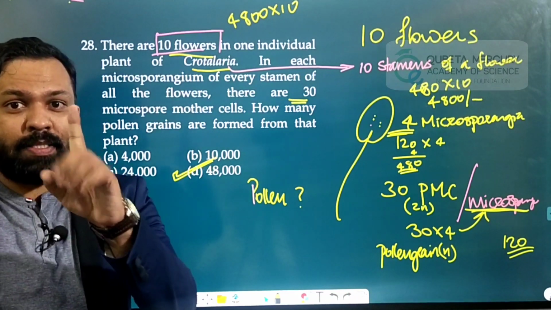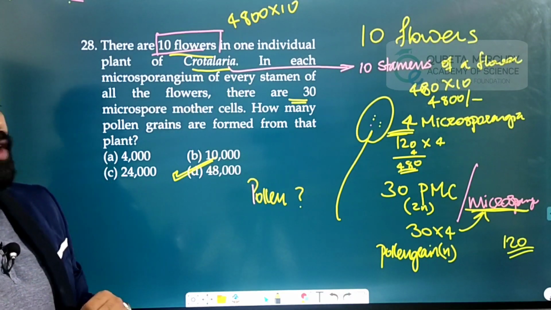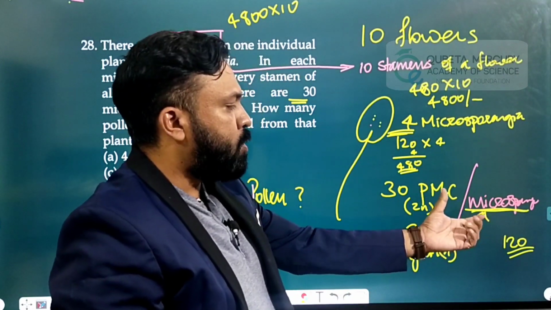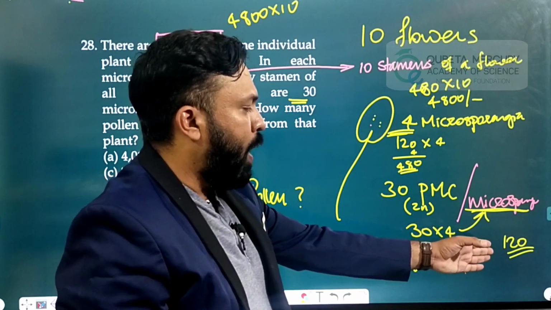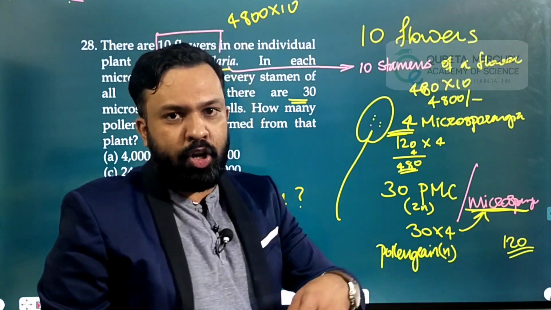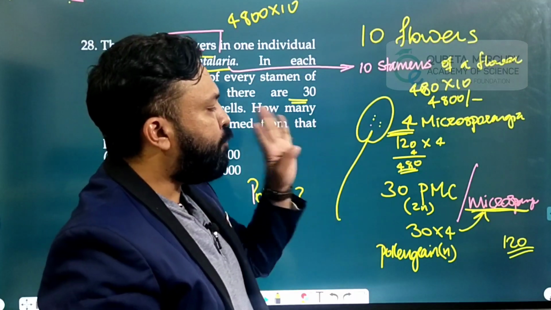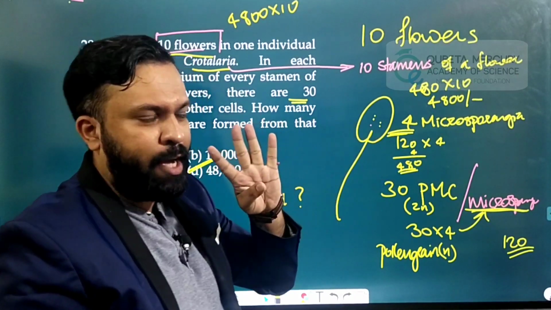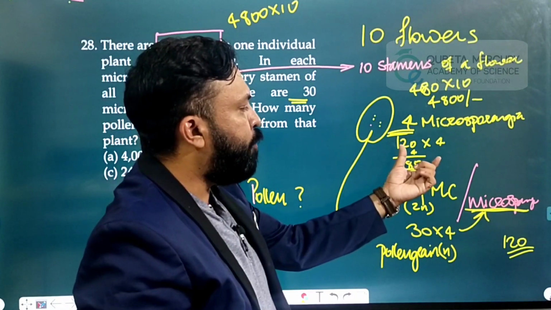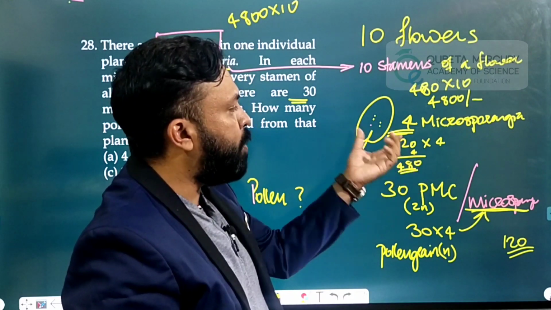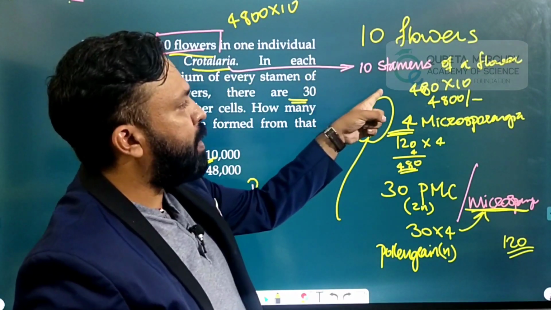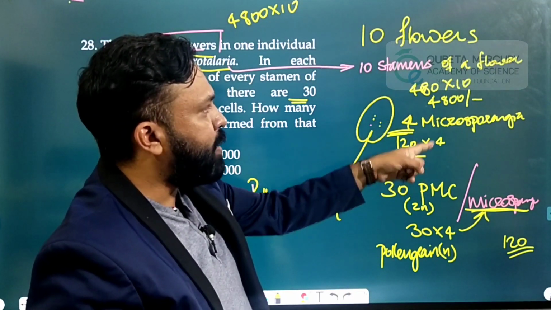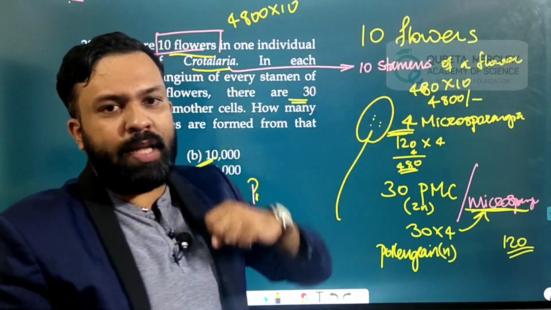From each pollen mother cell, 4 pollen grains are formed. Here 30 pollen mother cells are there per microsporangium. So from a single microsporangium, 30 into 4, 120 pollen grains are created. Such 4 microsporangia will be there in an anther. A typical anther will hold 4 microsporangia. So 120 into 4, 480 pollen grains are formed from an anther. Such 10 stamens will be there in a flower. So from a single flower of Crotalaria, 480 into 10, 4,800 pollens are formed.